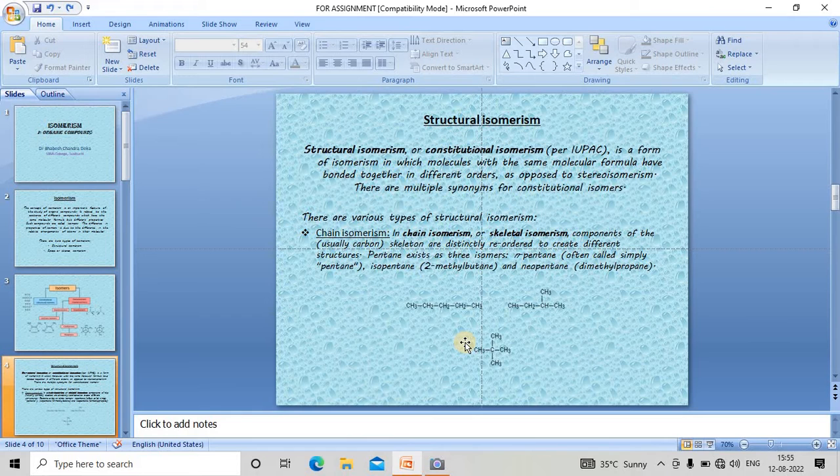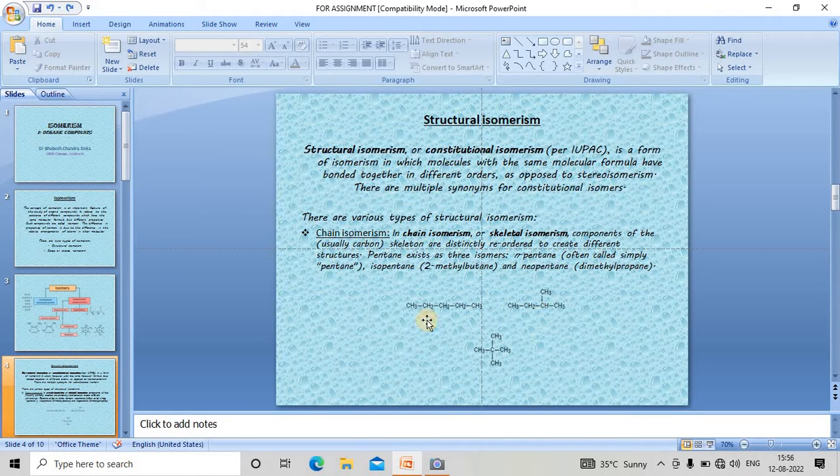Structural isomers, as per IUPAC, are called constitutional isomers. They have the same molecular formula, but the bonding pattern, how the atoms are bonded, will be of different orders. Then the different types of structural isomers: number one is chain isomers. From the name itself, it is clear that the molecule will be different. The molecular formula is the same, but the structure, the morphology, will be different.